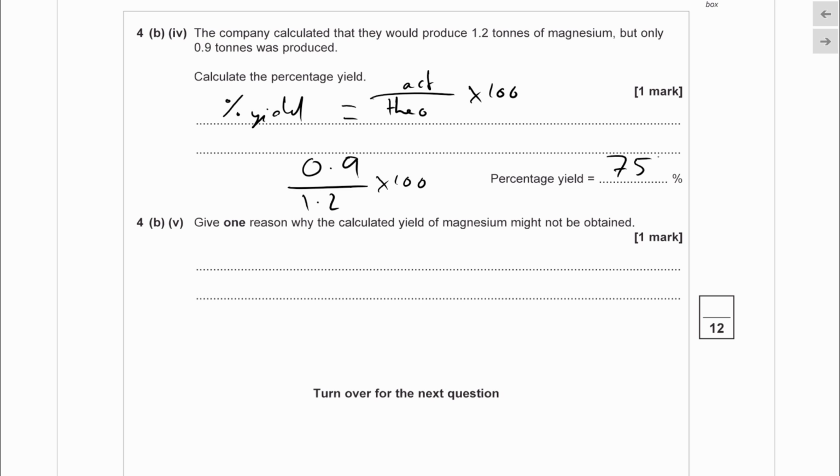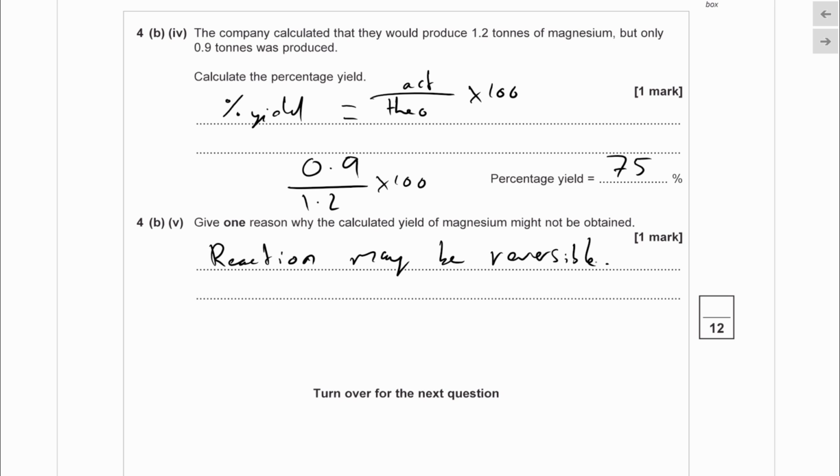All right, part 5. Give one reason why the calculated yield of magnesium might not be obtained. Now, there's probably 5 marks you could get here. This is only a 1 mark question, so we only need to pick one. The most basic one that I always come to is the reaction may be reversible. If it's reversible, it means the reaction doesn't go to full completion, and obviously you're not going to form all the product which you've calculated that you could form, right?